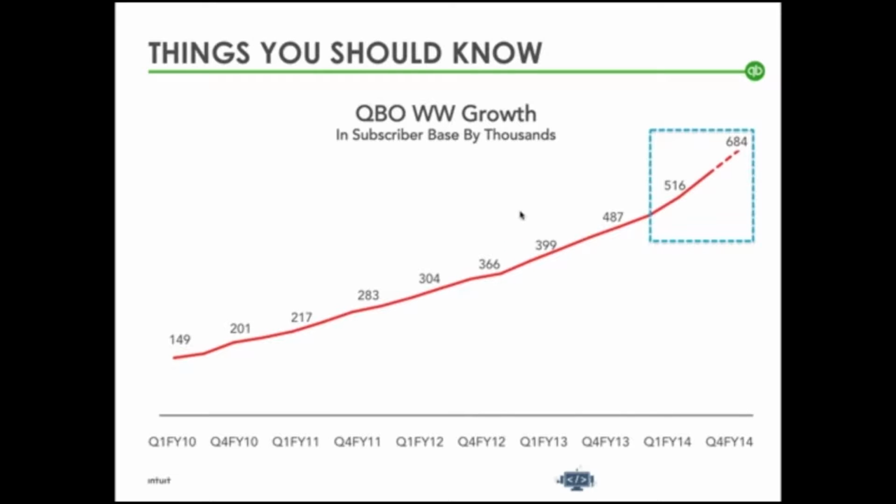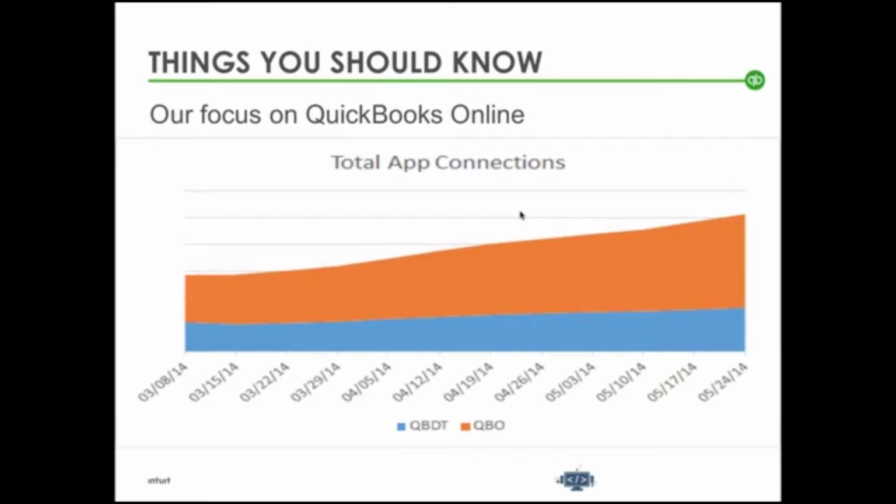The next thing you should know is that we on the platform team are focusing on QBO versus QBD, and the main reason why is the massive growth that we have seen over the years in subscription numbers. But it's not just subscription numbers to QBO that matters. What really matters to us is the connection numbers, the total app connections, the total users who are connecting to your applications. And as you can see, there's a large growth in QBO versus QBD.